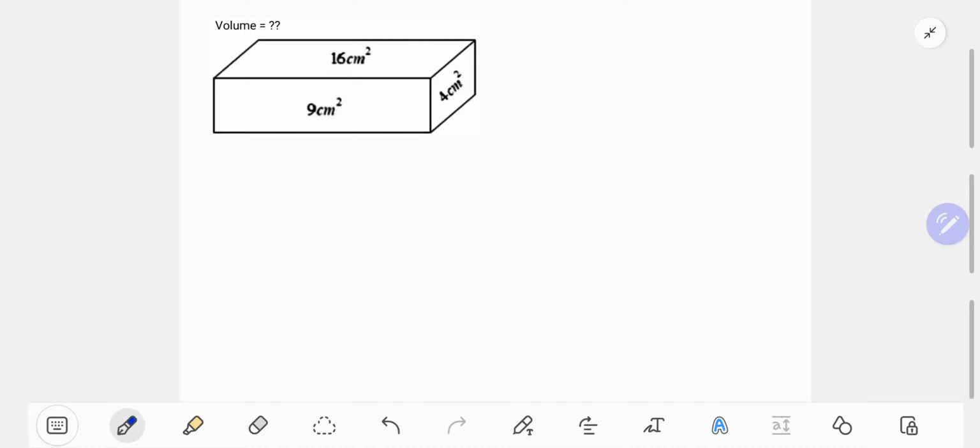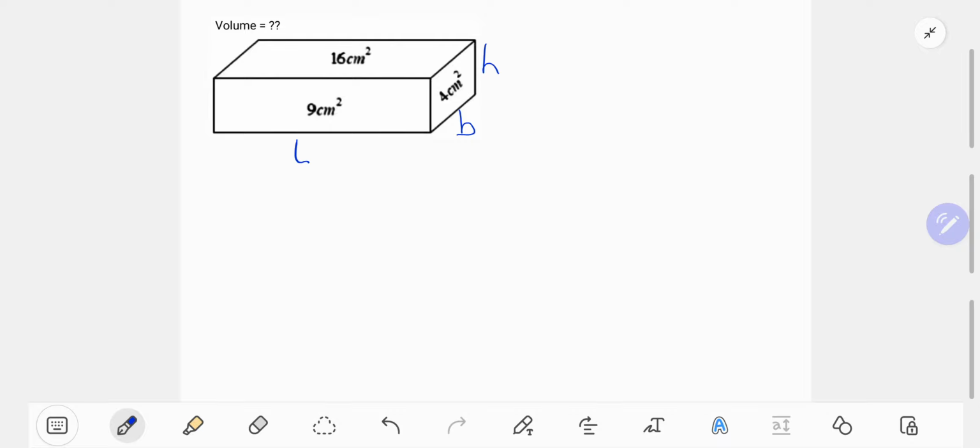So in today's video we have a cuboid and we've been given some areas for some parts of the cuboid, and we have to use this information to find the volume of the cuboid. Okay, so I'm going to label some parts out. Here will be L representing the length, here will be B representing the breadth, and here will be H, which is also representing the height.